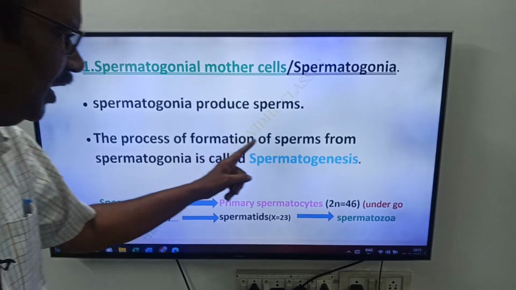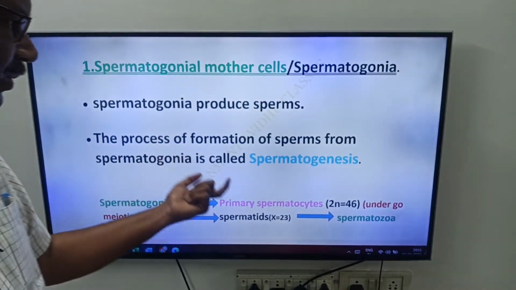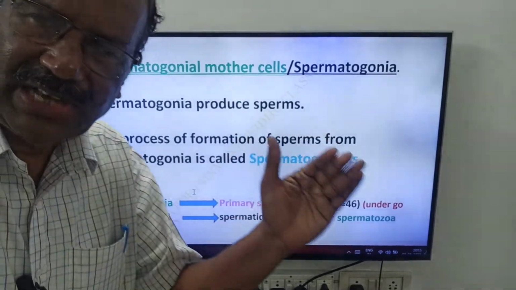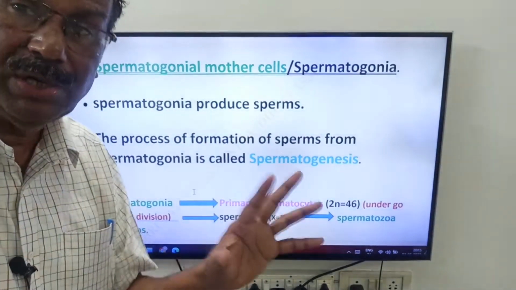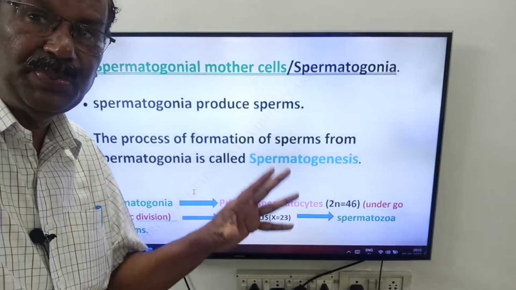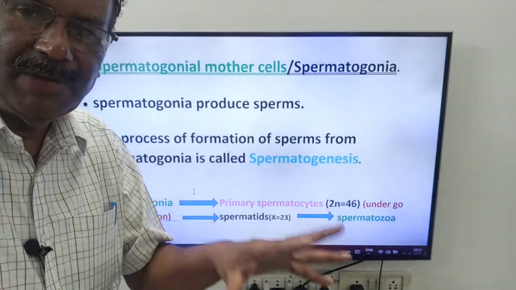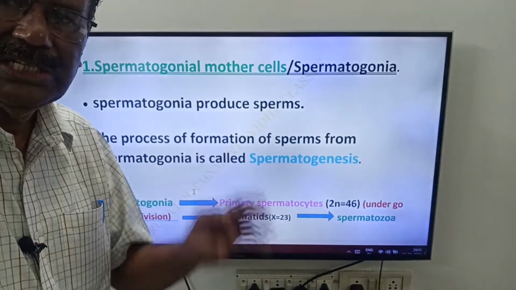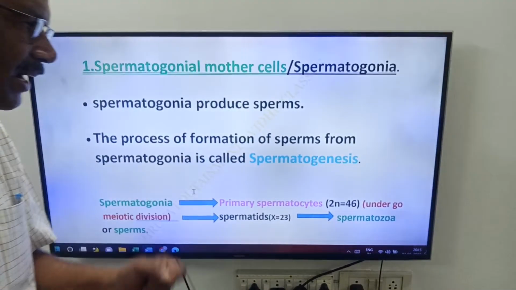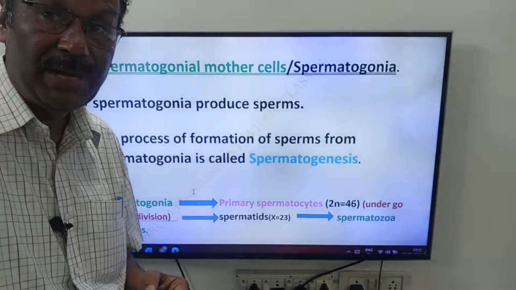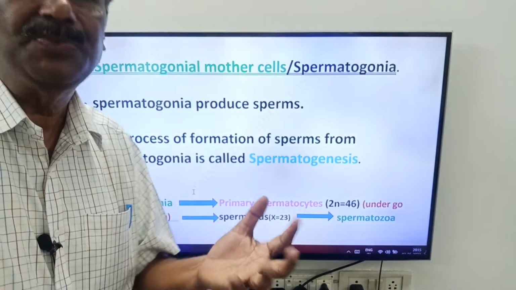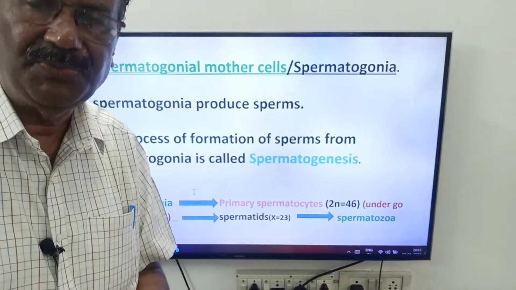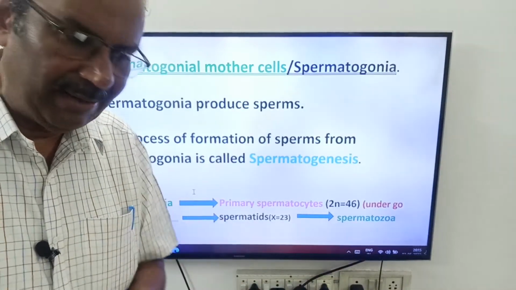The process of formation of sperms from spermatogonia is called spermatogenesis. Friends, we will discuss spermatogenesis later. Please no need to write here, but you should know what spermatogenesis is. Genesis means production, so production of sperms. The process of formation of sperms from spermatogonia is called spermatogenesis.